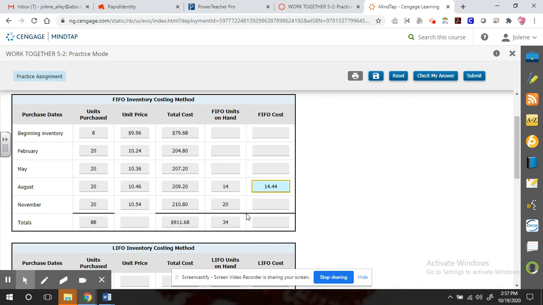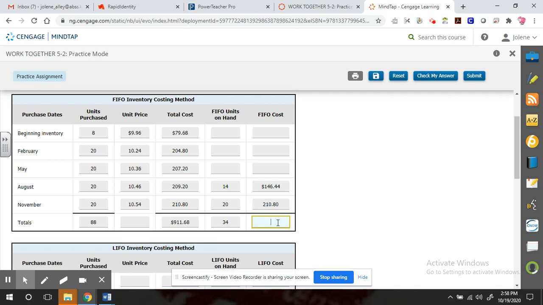146.44. Nope. 146.44. That was a 20 times a 14. Nope. It was the cost, 10.46 times a 14. 146.44. And then this total shipment, 210.80.